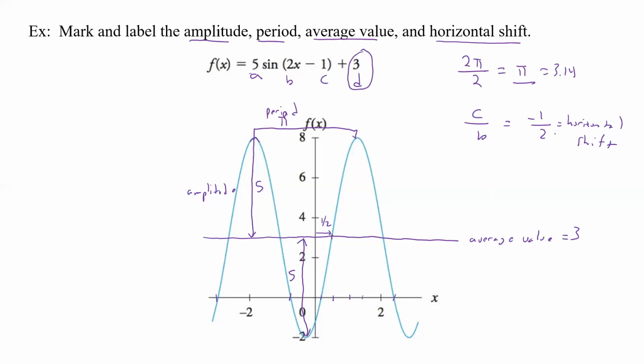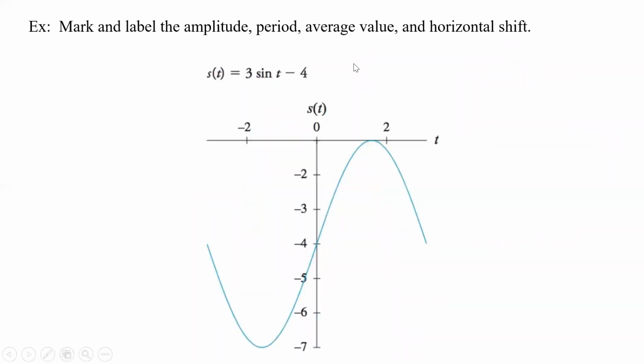Okay, and it's a negative here, but remember, that's just because x is less than 0, we shift to the right. And so that's that shift to the right. Okay, so I think we've found everything: amplitude, period, average value, and horizontal shift. All right, so how about the next one here? Okay, so again, we're going to do the same thing.